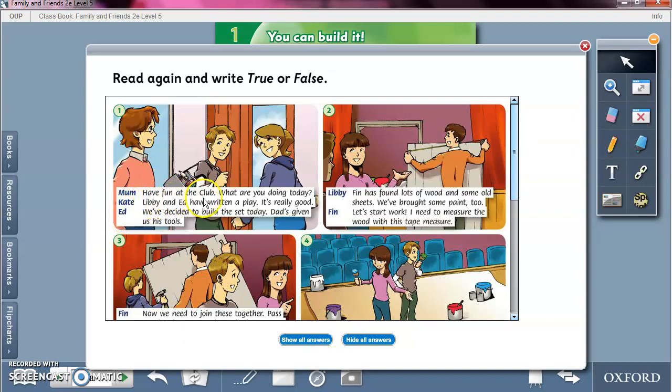Mom, have fun at the club. What are you doing today? Libby and Ed have written a play. It's really good. We've decided to build a set today. Dad's given us his tools.